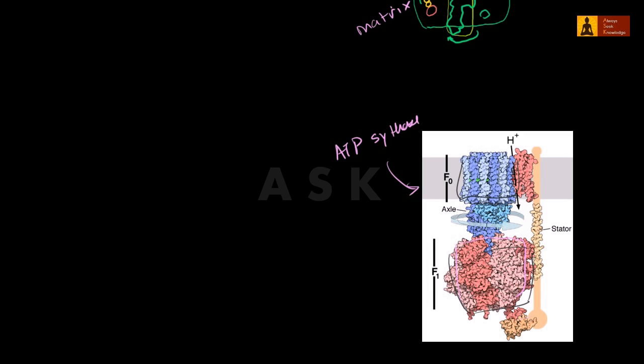The axle gets spun. And as the axle gets spun, ADP and phosphate groups that are lodged inside this F1 part of the protein get pushed together. You have to put energy into the reaction in order to make them stick together, but they get pushed together by the protein itself as this axle turns around. And this axle turns around from the energy of the hydrogen going through.